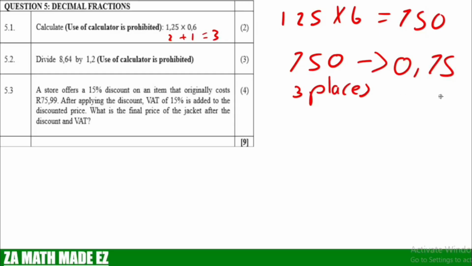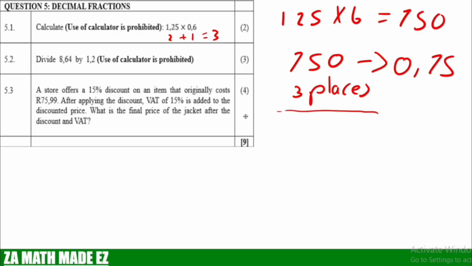And the reason why the answer got smaller is because 0.6 is less than 1. So we are multiplying 1,25 by a number that is less than 1. So we are looking for a fraction of 1,25. If it was more than 1, the number would be bigger. But now that it's less than 1, it gets smaller.